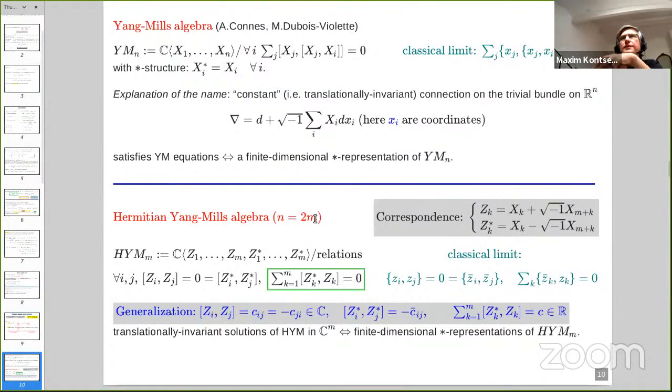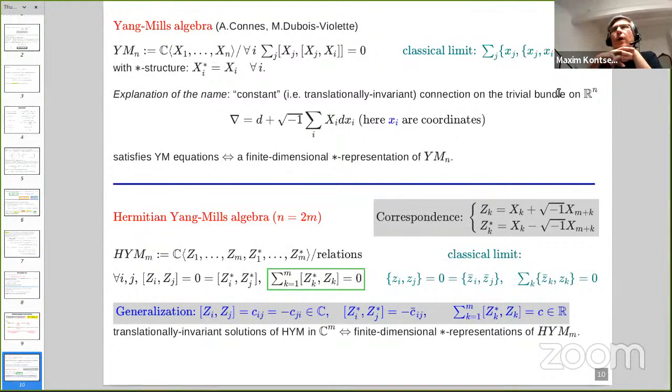Okay. Yeah, so how to translate to quantization? Yeah, there was in fact something which was dubbed the Yang-Mills algebra by Alain Connes, adjoint and satisfying this equation which we have seen before, this equation of motion. The classical limit will be like this.